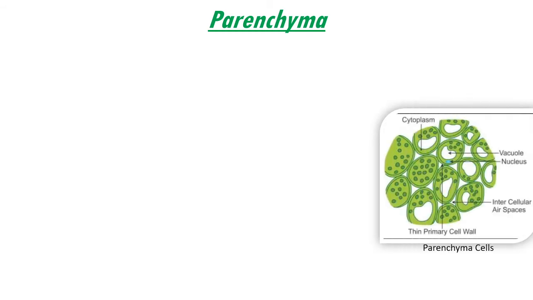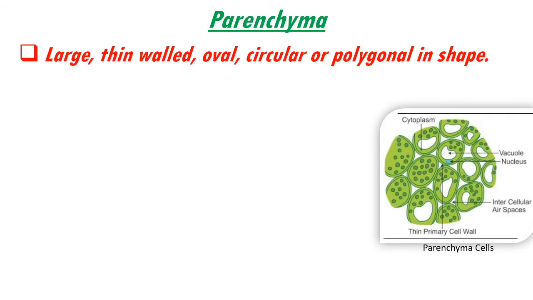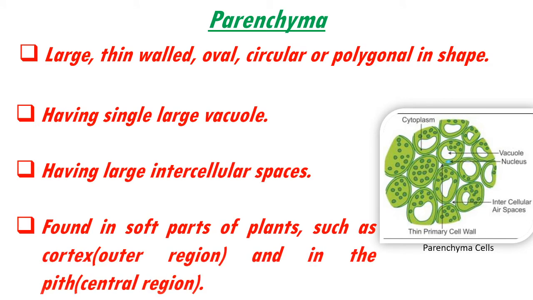First is parenchyma. Parenchymatous cells are large, thin-walled, oval, circular or polygonal in shape. They have a single large vacuole and large intercellular space. They are found in soft parts of plants such as the cortex, which is the outer region, and in the pith, which is the central region.